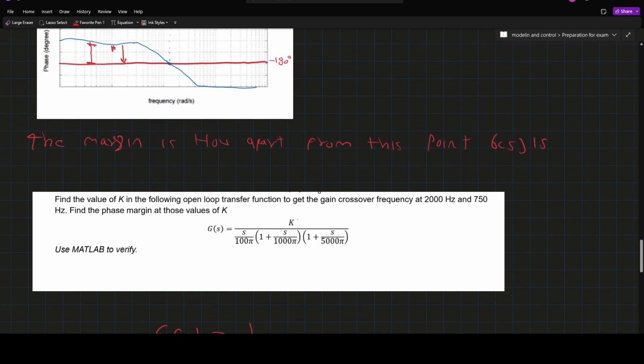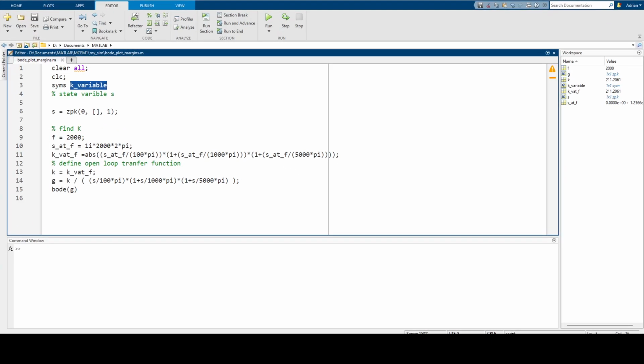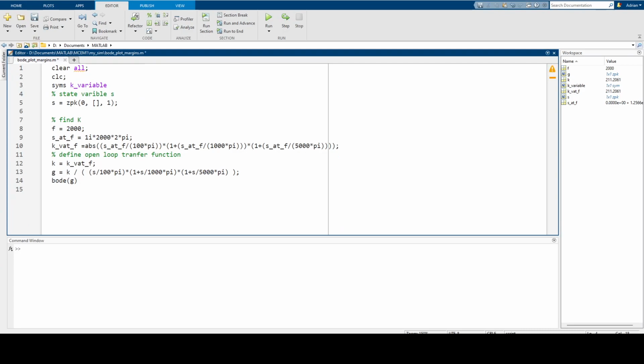So 2000 is going to be our first k. And here I'm just creating a state variable so it is easier to write the transfer function later. So first we find k at 2000, so we know that s is going to be j times 2000 times 2 pi. And then we just plug it in, so that k is equal to the absolute value, I mean the magnitude, of our transfer function.